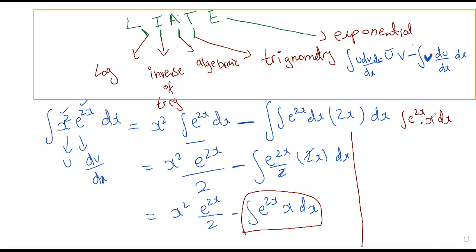X. Very good, because x is algebraic and exponential is the second option. So as per our formula, u would come as it is. Again, we need to integrate the second function. The integral of e to the 2x is e to the 2x by 2. Minus sign would come here. Integral of second function would come here.